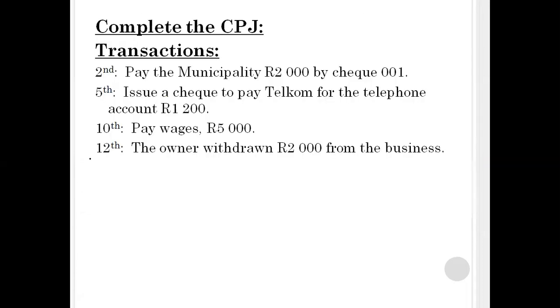Then on the 10th, they say pay wages, 5,000 Rand. So again, look at the information that we have. We've got the date. We know it's for wages and the amount is 5,000 Rand. Okay, but you can see there's no name of a business there. So remember now, if there's no name of a business, then you need to write the word cash.